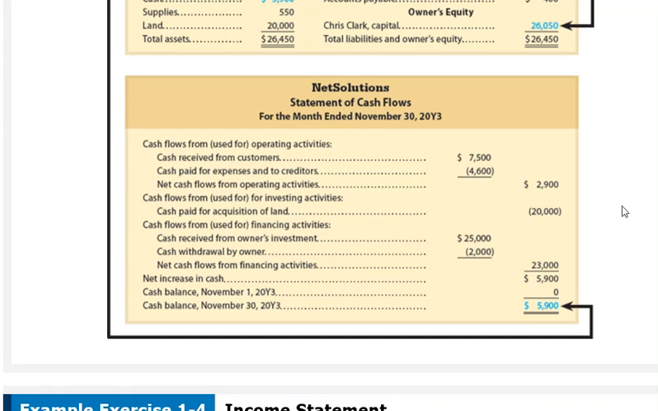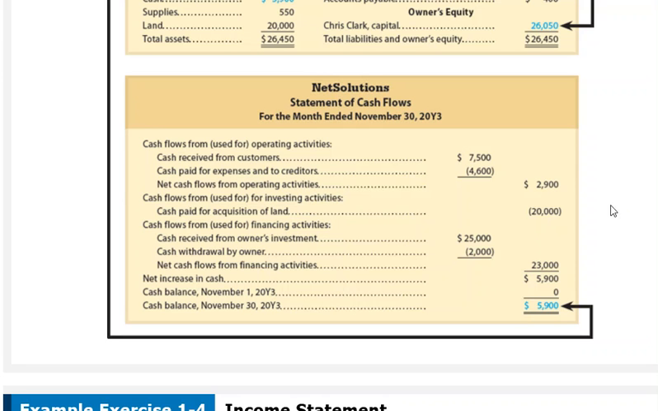We break it down into operating activities, investing activities, and financing activities. Operating activities are essentially the core operations of the company, whatever we're in business to do. Investing activities are those activities related to the purchase or sale of long-term assets. This could be investments, this could be property, plant, and equipment. Cash flows from financing activities generally involve long-term debt or equity transactions.